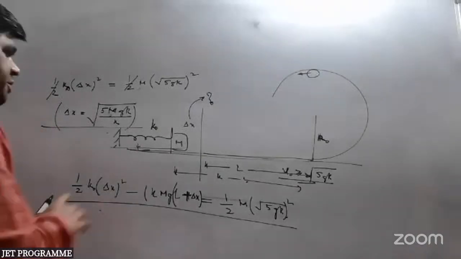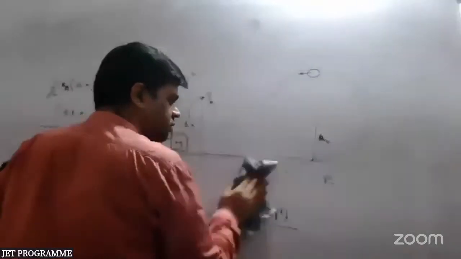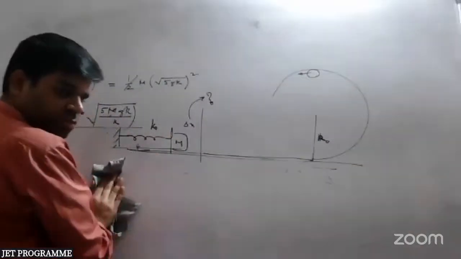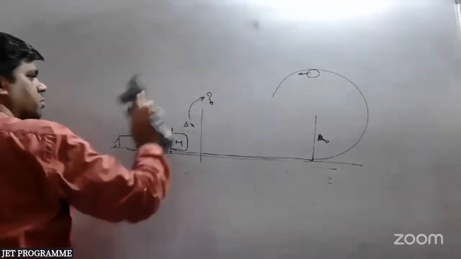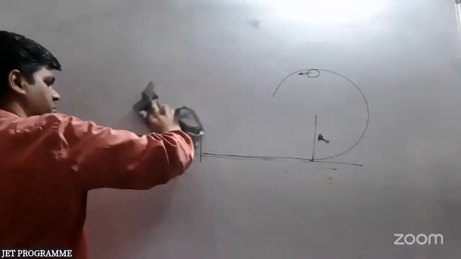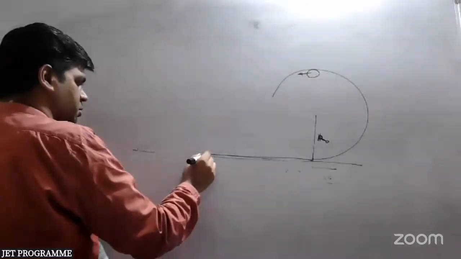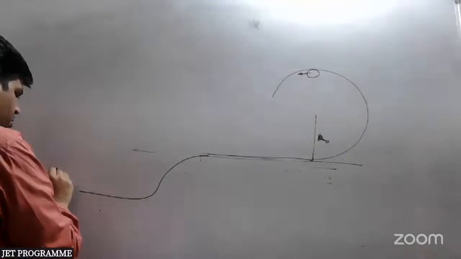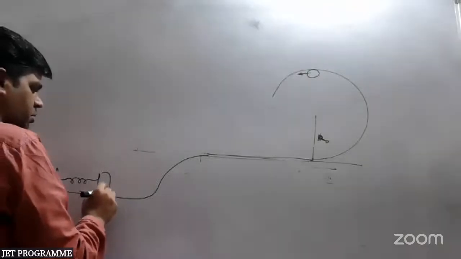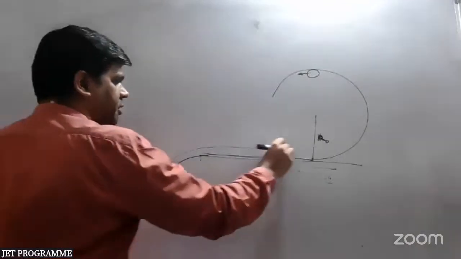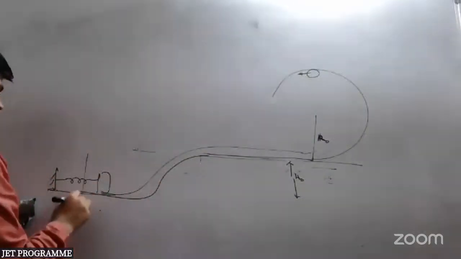Let us say instead of this scenario I've got a spring scenario, spring and also a block going right from here to here, and then it has to loop the loop. This height is h. Compression is delta x.